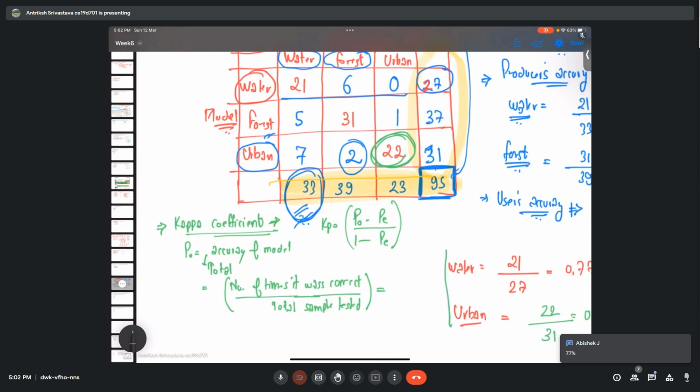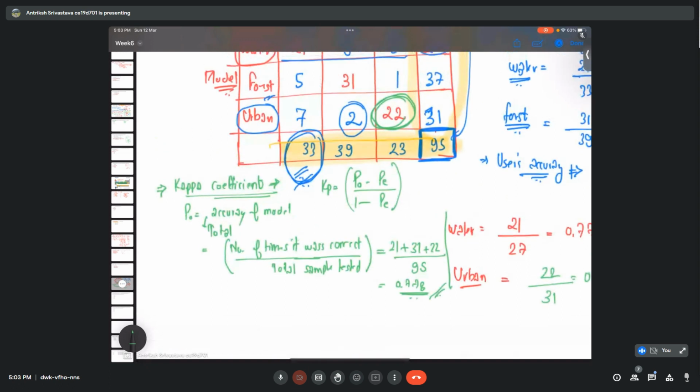Let me calculate. So 21 times it was able to correctly classify water, plus 31 times it was able to correctly classify forest, plus 22 times it was able to correctly classify urban area, and a total of 95 tests were done. So if we do the sum here, 21 plus 31 plus 22 divided by 95. So correct, 0.778 is the answer. Abhishek has said correctly. Now what is PE?